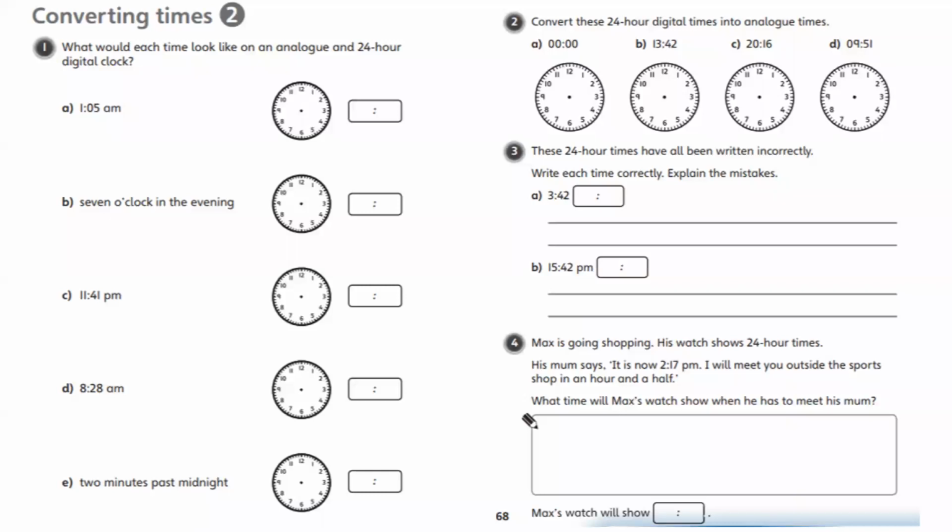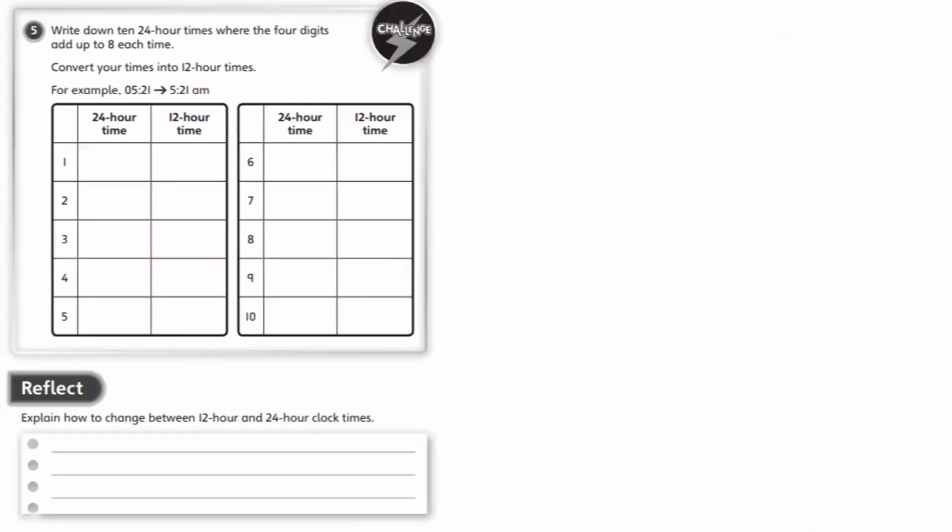Right, now we have the questions. So here I've got the page of questions from 1 to 4, and you can pause it now and have a go. You should have the sheet at home. If you haven't, you just write the answers down on a piece of paper. So pause this page now, and I will do the answers in a little while. Also, here's question 5 and your reflect. So if you'd like to pause this, write down the answers, as many as you can find, and then I will go through the answers with you.